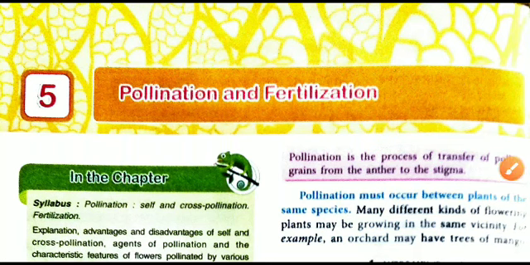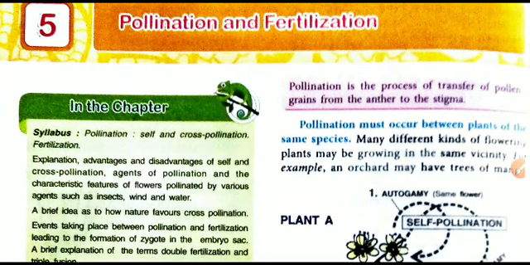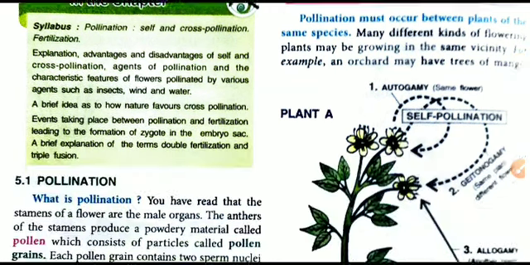Hello everyone. Today we are here with chapter number 5, pollination and fertilization. In this chapter we will be discussing these two topics in detail, regarding how the pollination process is done and various aspects related to it, followed by the next process that comes up, which is fertilization. So today we'll begin with pollination, how it is done.